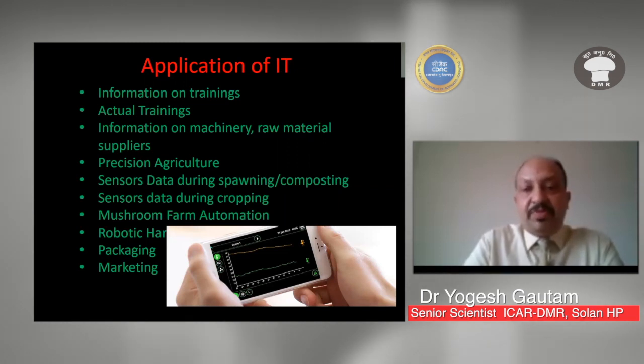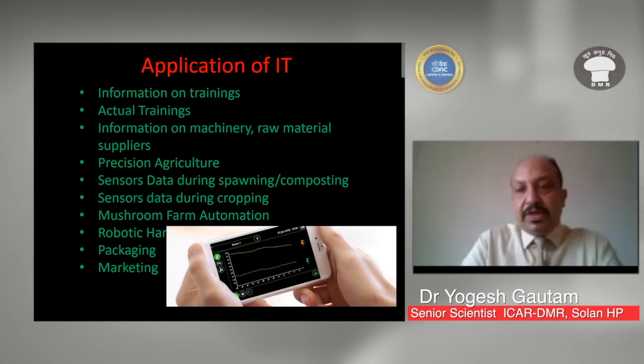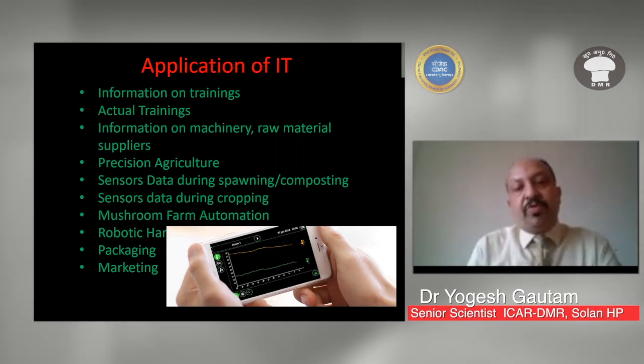Then precision agriculture, you must have heard about precision agriculture, which is providing accurate conditions to the plants. In field crops also, precision agriculture has been conducted in polyhouses. And in mushroom also, we know that we have to provide definite temperature, humidity, and CO2 requirements to the mushroom crop. So precision agriculture can be taken care of in mushroom cultivation also.